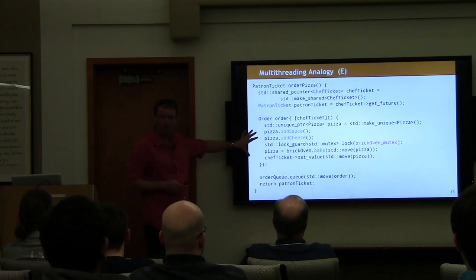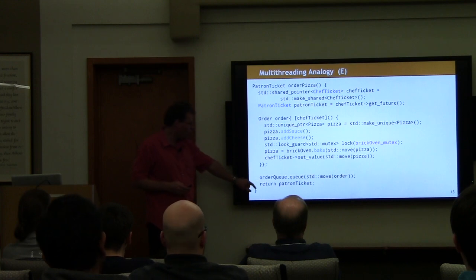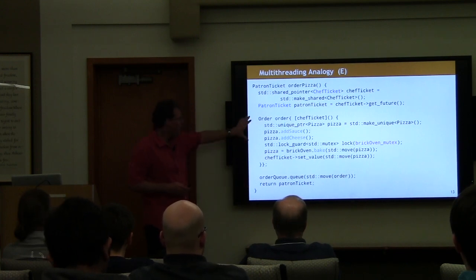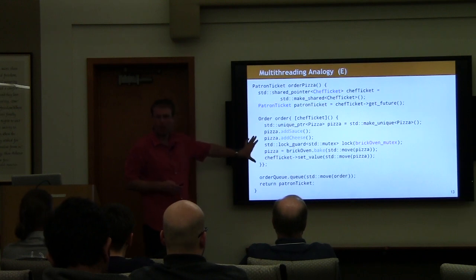We have two different threads here because we have the work that's going to be done immediately on the outside of this function, which executes immediately and returns a patron ticket. And then we have this inner block, which is the work that's going to be done later by another thread.